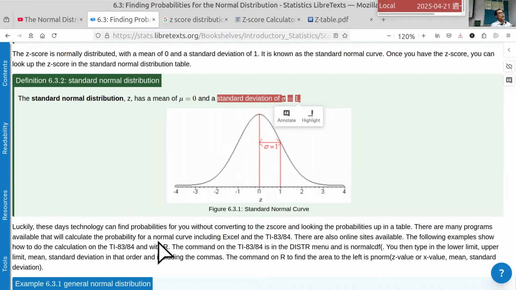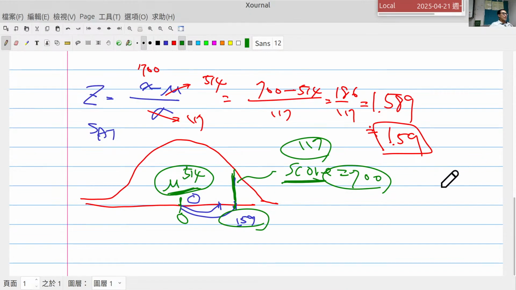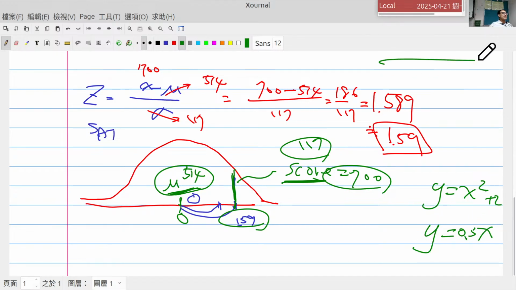And now it's impossible to calculate by hand the area close to the curve. It's impossible because the function is very weird. For example, if I want to calculate y equals x squared plus 2 or y equals 0.5x, they are very regular. It's very easy to calculate the area. But for the normal distribution, it's very hard.